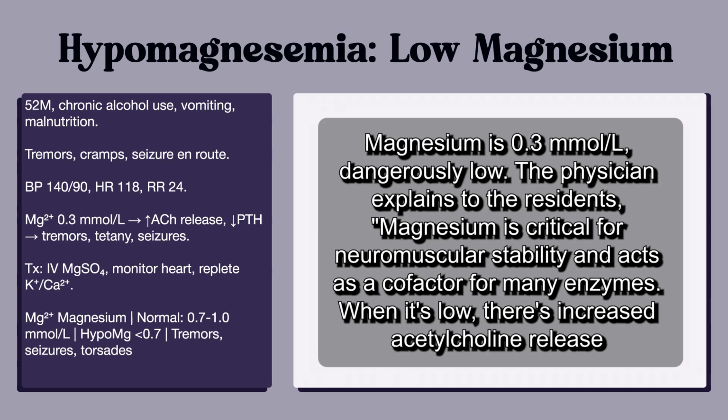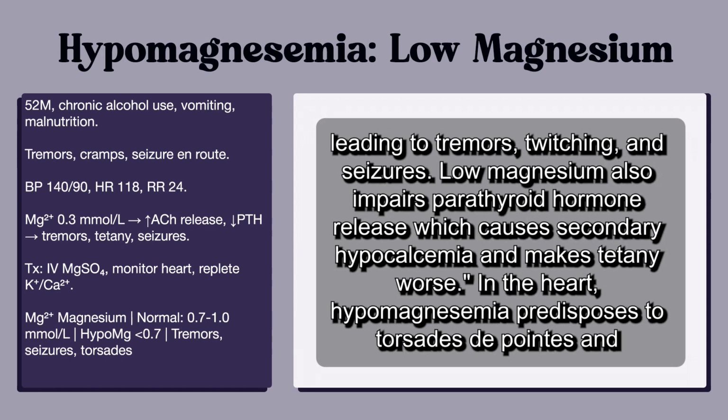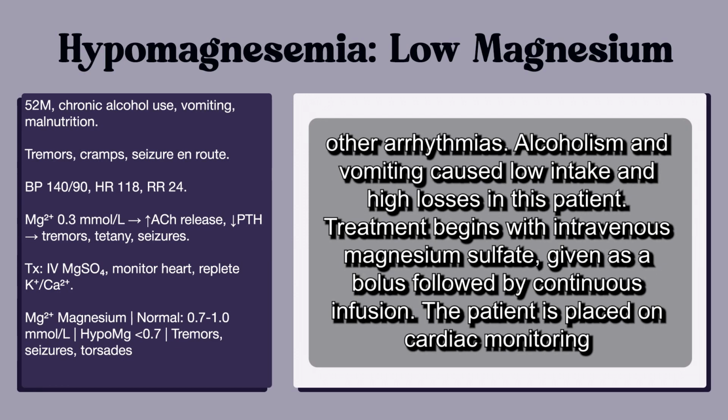The physician explains to the residents, magnesium is critical for neuromuscular stability and acts as a cofactor for many enzymes. When it's low, there's increased acetylcholine release, leading to tremors, twitching, and seizures. Low magnesium also impairs parathyroid hormone release, which causes secondary hypocalcemia and makes tetany worse. In the heart, hypomagnesemia predisposes to torsades de pointes and other arrhythmias. Alcoholism and vomiting caused low intake and high losses in this patient.